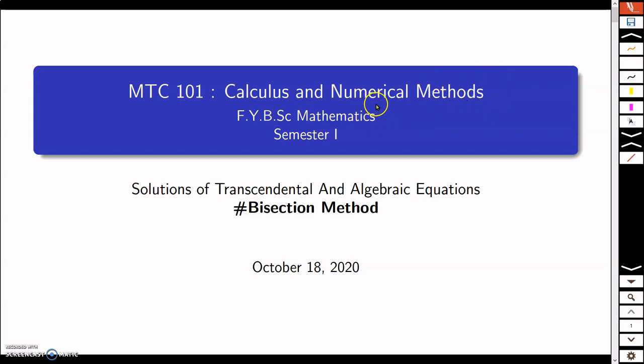So under this second half, that is numerical methods, today we are going to look at the first chapter titled Solutions of Transcendental and Algebraic Equations. Under this, we have the first method called the bisection method. Before starting with this bisection method, let us recollect some terms which we have already learnt in our lower classes.